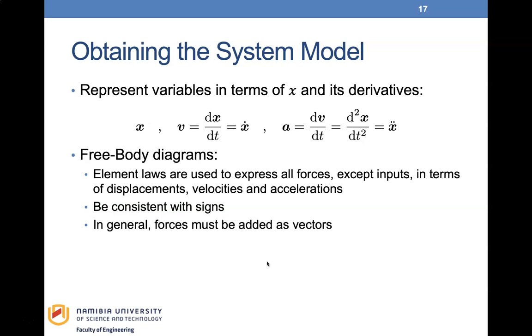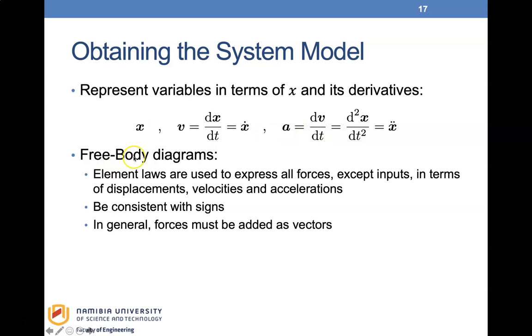So how do we obtain a system model? We represent the variables in terms of x and its derivatives. So you have x for displacement, the differential of x to give you velocity or x dot, and then acceleration, which is the derivative of the velocity, or if you take the derivative of the displacement twice, will give you x double dot. So these are the symbols we use for modeling.